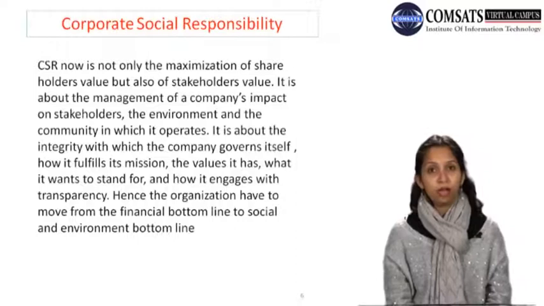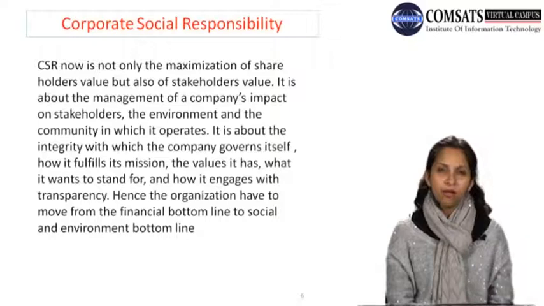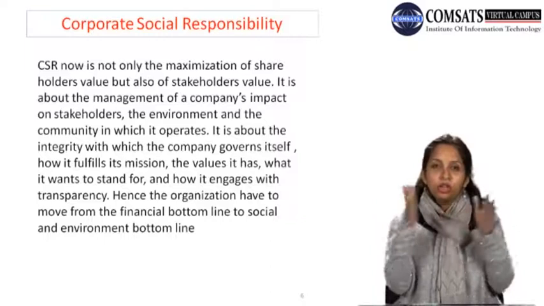So these are the questions that the companies need to ask instead of just asking, ki ji, were we profitable or not? Kitna profit as compared to last year, humne kitna profit kamaya? So the mindset has to shift from the financial bottom line to a social and an environmental bottom line. So that is what this definition is.